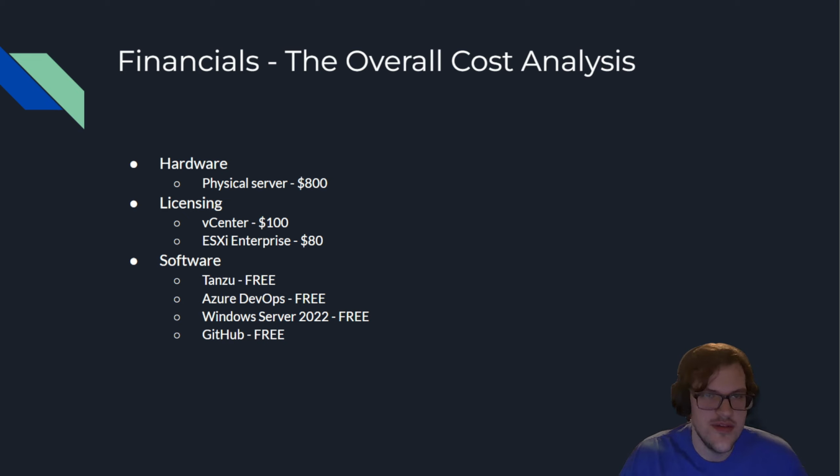So the overall cost for this project, assuming I was starting from scratch, would be almost $1,000. But seeing as I already have the physical server and I overspec it because I use it for other things other than the DevOps project: the physical server was $800, the vCenter license was $100, the ESXi enterprise license was $80, and all of the DevOps tools were essentially free. They're all open sourced. So it's a fairly expensive project, but it's also pretty much free because I had all of this before I even thought about doing this project.